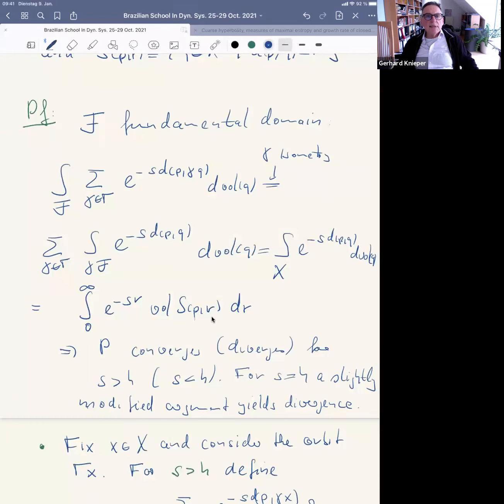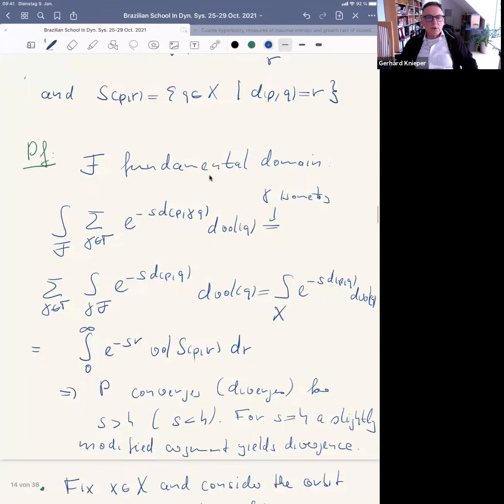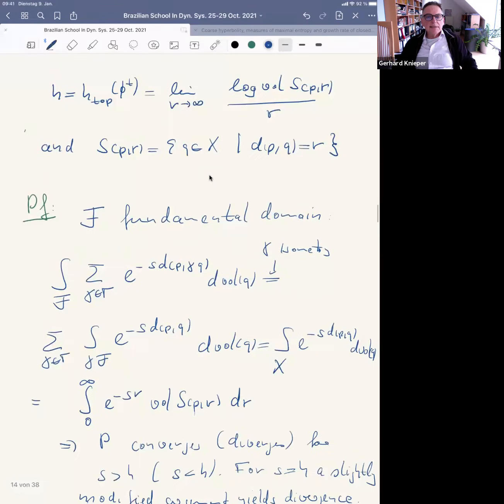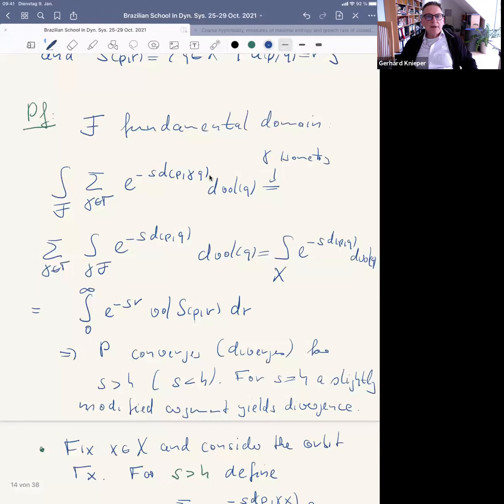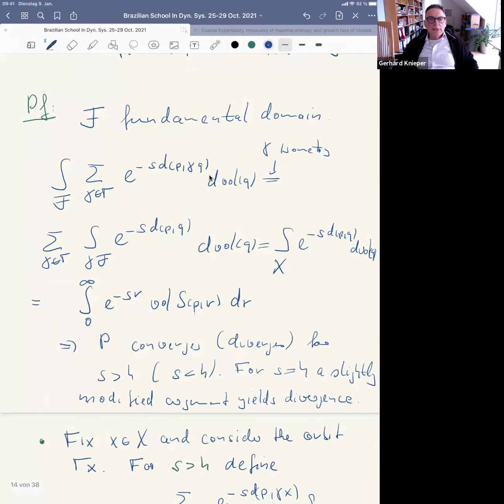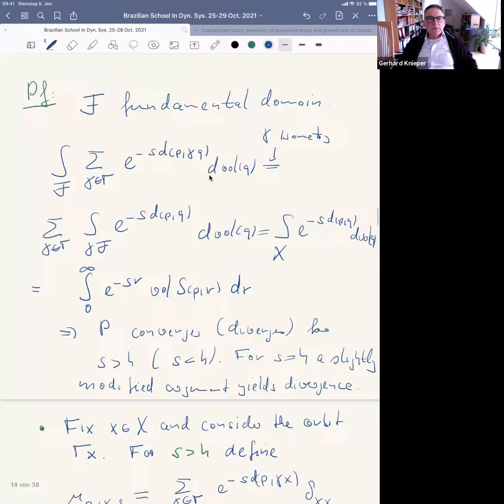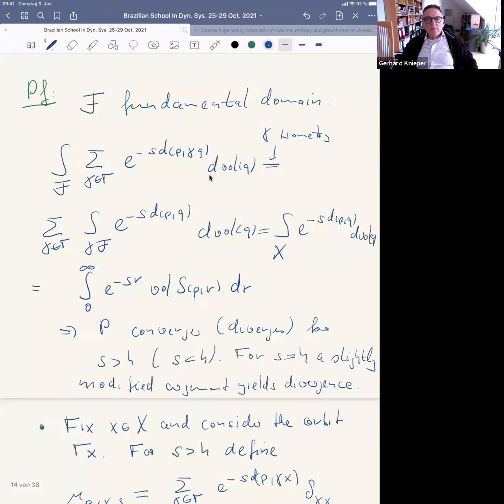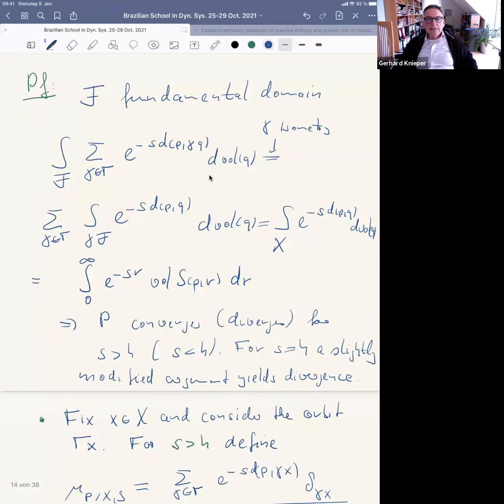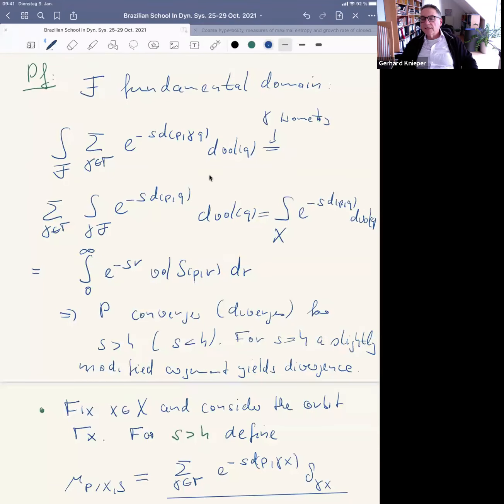And clearly, by the way of writing the topological entropy, you see that it certainly converges if s is bigger than the topological entropy, and it diverges if s is smaller than the topological entropy. And the question is, of course, what happens at this critical point when s is equal to h. This is a bit more complicated to prove, but a slightly modified argument then yields also divergence for s equal to h.